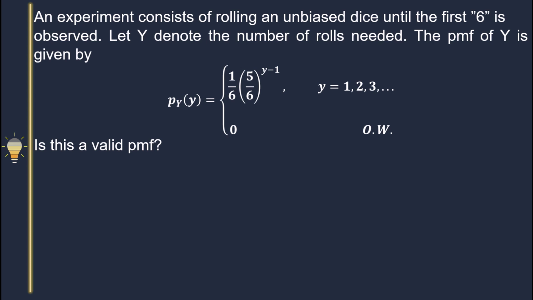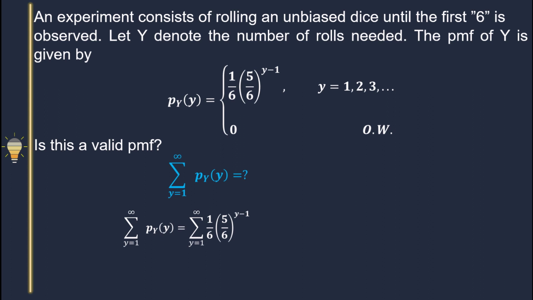Here y is defined from 1 to infinity. Therefore, we take the summation from 1 to infinity of this mass function, and if this summation is 1, we can say it is a valid PMF. The probability mass function is given, so we can plug it in. Here you see y goes from 1 to infinity.